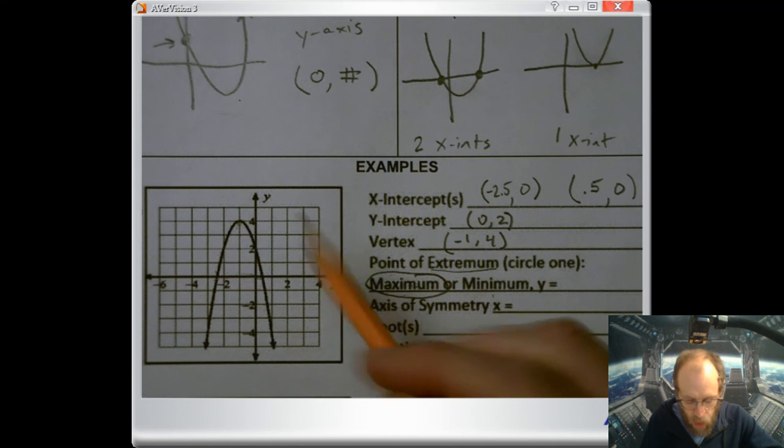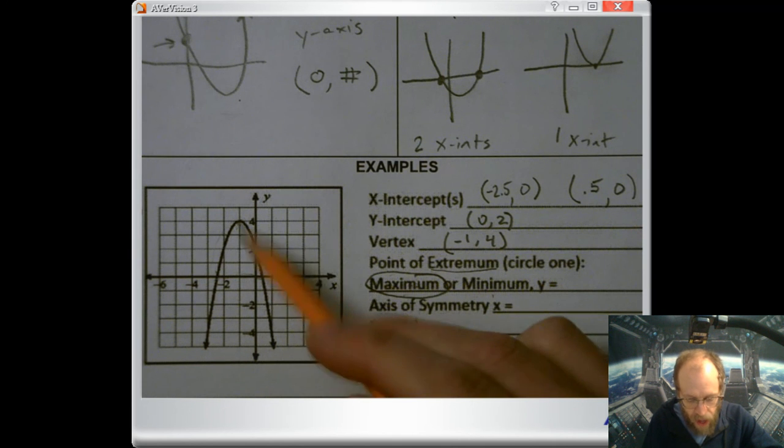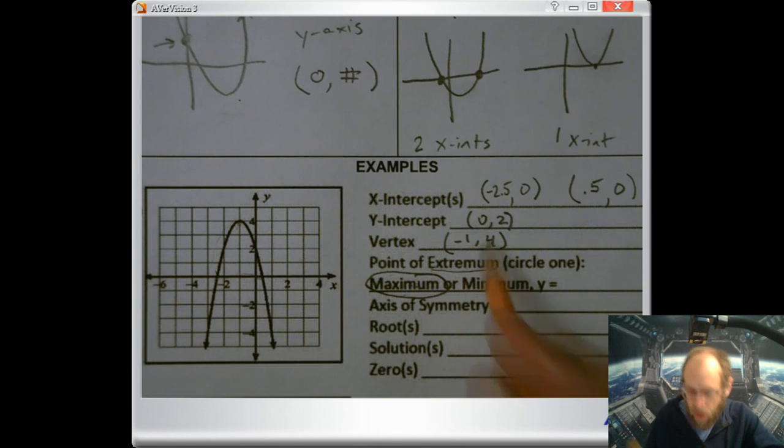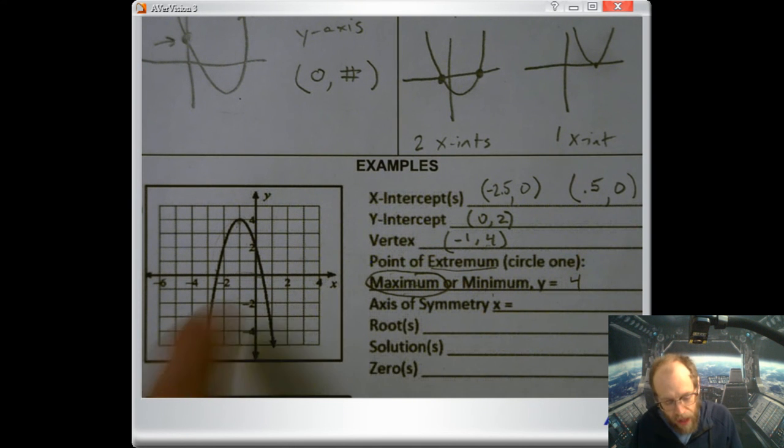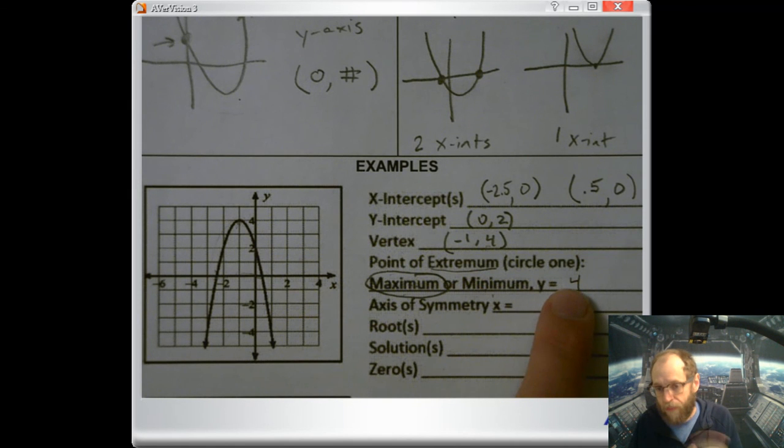So the highest y value, the top of the parabola, how high does it go? That's the y value of the vertex, 4. So this is just an example of a question you might get asked. How high does this parabola go? It goes all the way up to 4. If we're talking about height, we're talking about a y value.